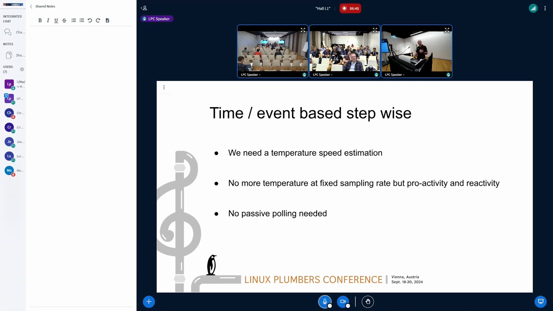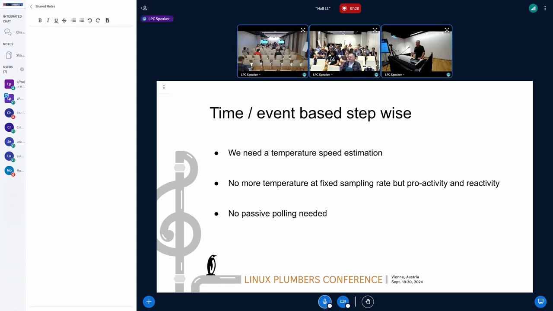If we have the temperature speed, then we don't need sampling because we should be able to predict when we will reach the next limit. So instead of doing sampling all the time, we predict. So I kind of disagree with the statement that we don't need sampling anymore in this case. So you need sampling in order to predict things. So you need it for a different purpose, but you still need it. Because if you don't sample, you don't know how things are, what's going on.